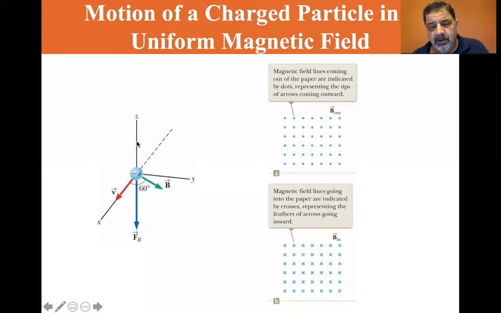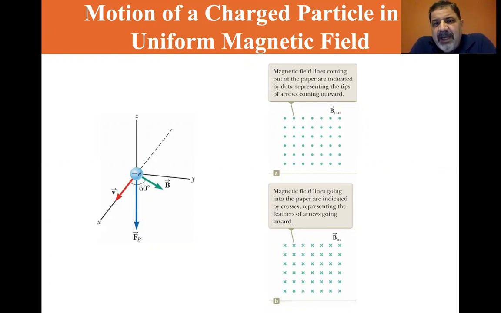All right, we are at section 28.2, motion of a charged particle in a uniform magnetic field. Let's share the PowerPoint, and we're going to look at some conventions here. We're going to use this quite often. Magnetic field. I'm looking at the right-hand side, A and B.